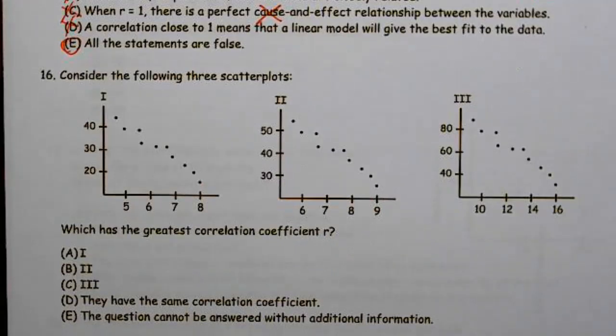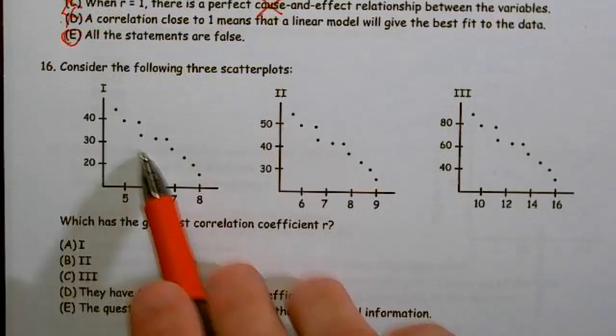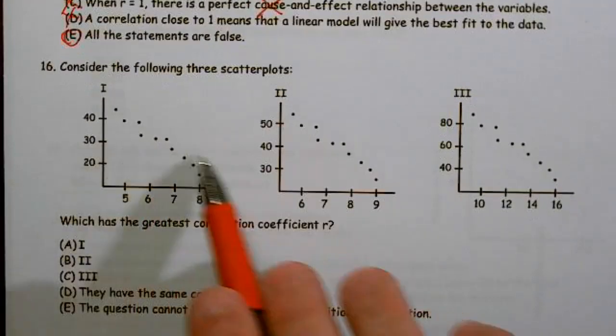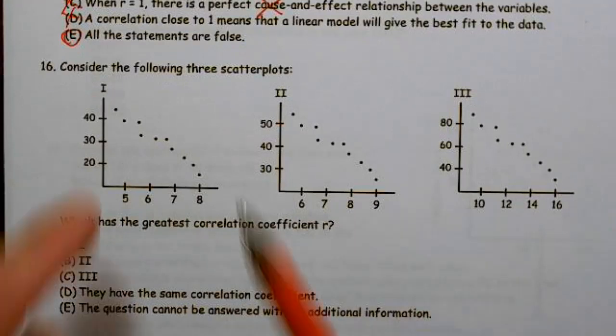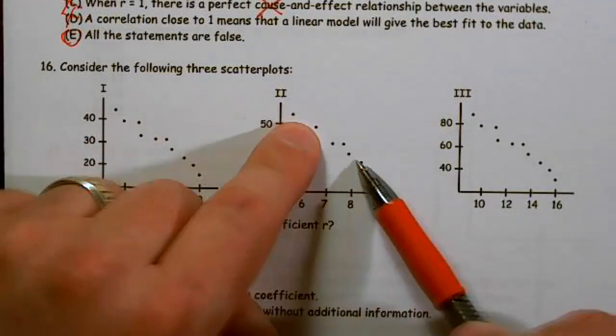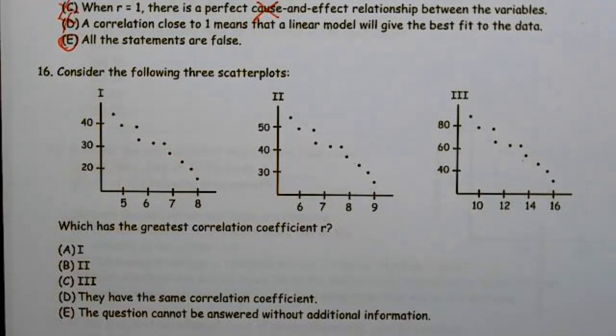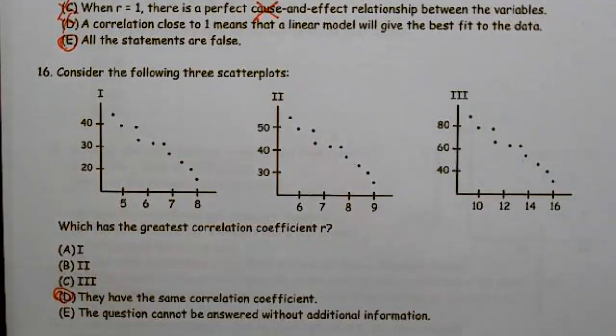Well, when I look at these, ignoring the scales, just looking at the data points, these data points are exactly the same. And I know they're the same because I made them here, then I copied it here, then I copied it there, and I changed the scale. Changing the scale does not change the correlation. So in this case, they have the same correlation coefficient.